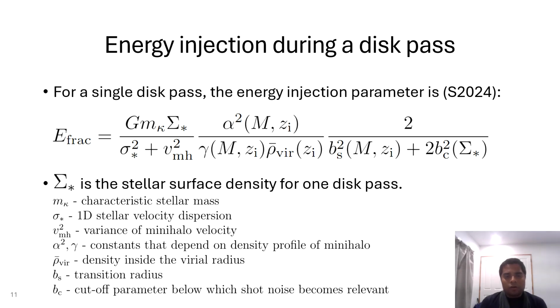Okay, so when the mini-halos orbit the galactic center, they pass in and out of the stellar disk, and when they pass through the stellar disk, energy is injected into the mini-halo due to the gravitational presence of the stellar disk. The energy injection parameter for a single disk pass is given by this expression, and this was published in the paper S 2024. Our main contribution was to more accurately evaluate the sigma star term, which is the stellar surface density for a single disk pass.